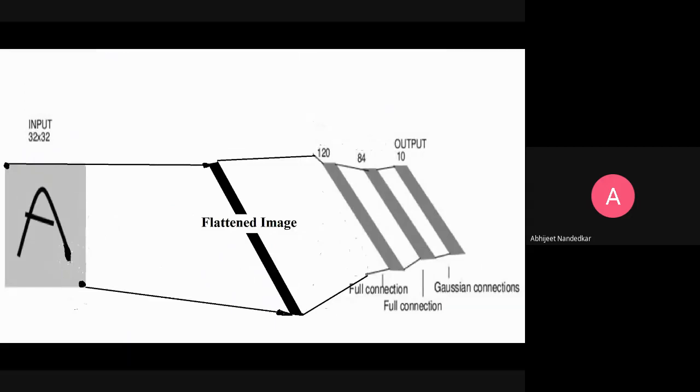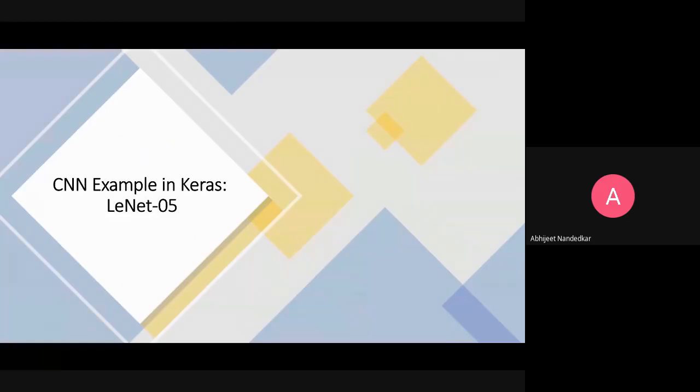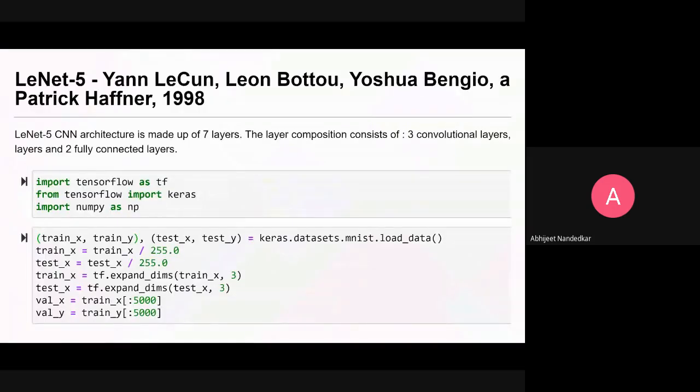So this will be your image. Then you have many CNN layers here, and then you flatten the image, and then you produce some output. Now we will take this example of LeNet that we have seen yesterday, using Keras. As I said, this network was proposed in 1998 by Yann LeCun and Yoshua Bengio. There are others also, but these are very popular figures in deep learning.